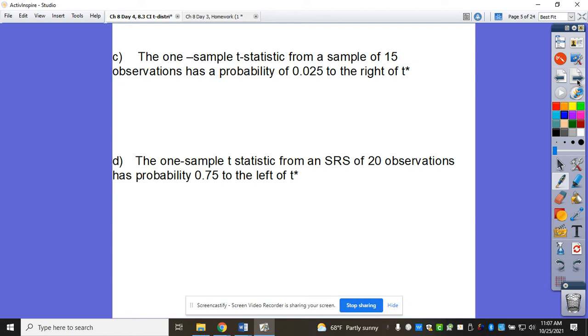C first. What do I do with this? That's my what? That's your n. So I actually need to use that to find my what? Degrees of freedom, 14. So sometimes it gives you degrees of freedom, sometimes it gives you sample size. A problem's actually going to give you sample size.